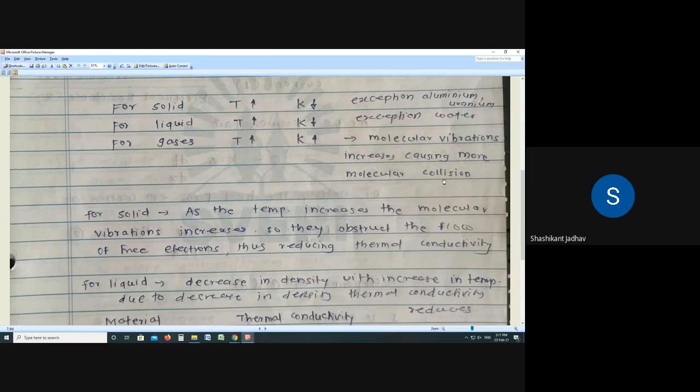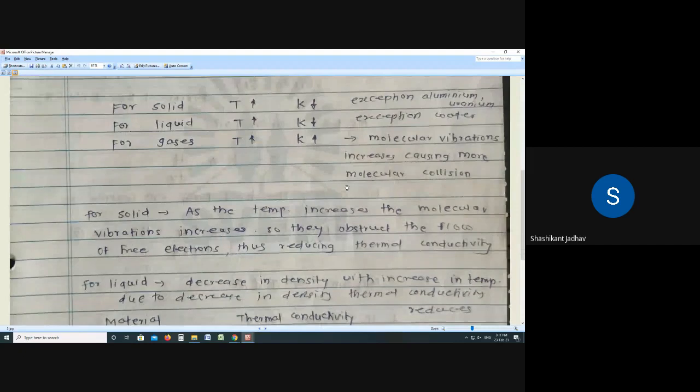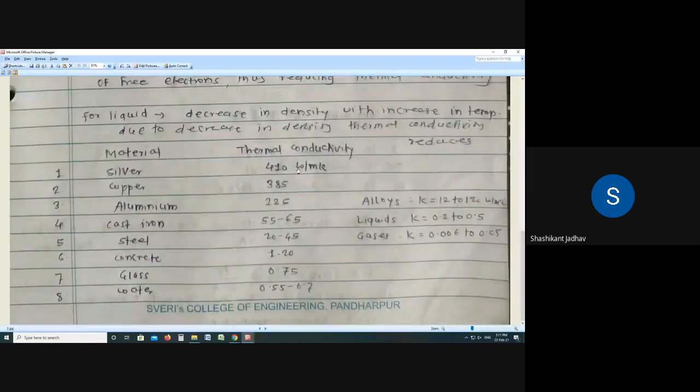So this reason I have written here: molecular vibrations increase, causing more molecular collision. Okay, so this is about the effect of temperature on the thermal conductivity for solid, liquid and gases. So we have to remember this. If T increases, thermal conductivity decreases for solid and liquid, and for gases if temperature increases, then thermal conductivity increases.